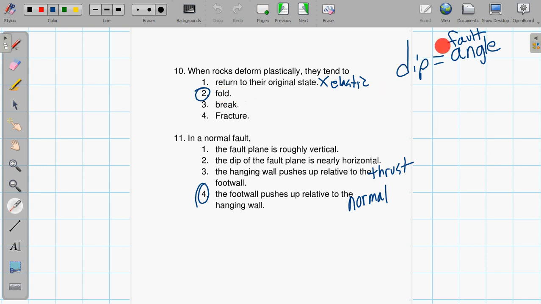I remember that dip is the fault angle. Slip is how far it moves. Dip is the angle. So in a normal fault, the footwall moves up relative to the hanging wall. In a thrust or reverse fault, the hanging wall is pushed up. Okay.